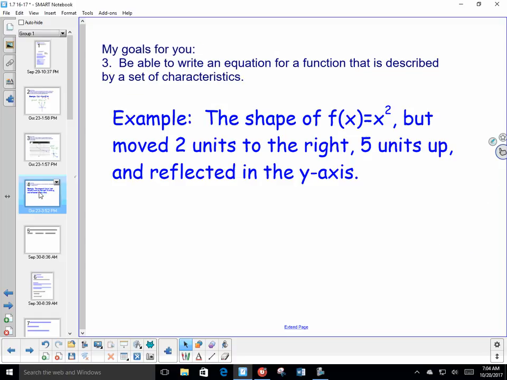My third goal is for you to be able to write an equation for a function that is described by a set of characteristics. For example, let's say you want the shape of f of x equals x squared, but you want it to be moved 2 units to the right, 5 units up, and reflected in the y-axis. So that's an example of looking at a description of a function and then being able to write the equation. That's my third goal for you in this section.